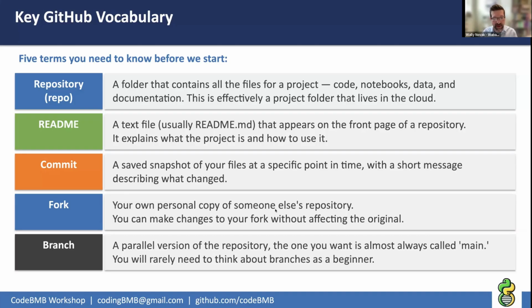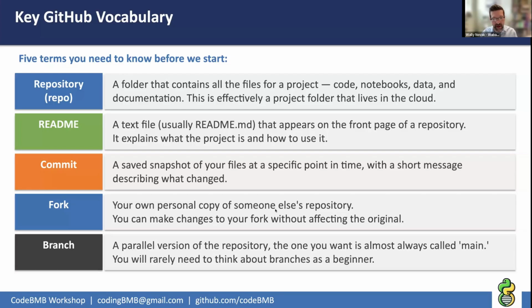A commit. A commit is a saved snapshot of your files at a specific moment in time. And there's a short message usually attached with it describing what you changed. Think of it basically like when you save your document, it also has a sticky note attached to it that tells you what you changed.